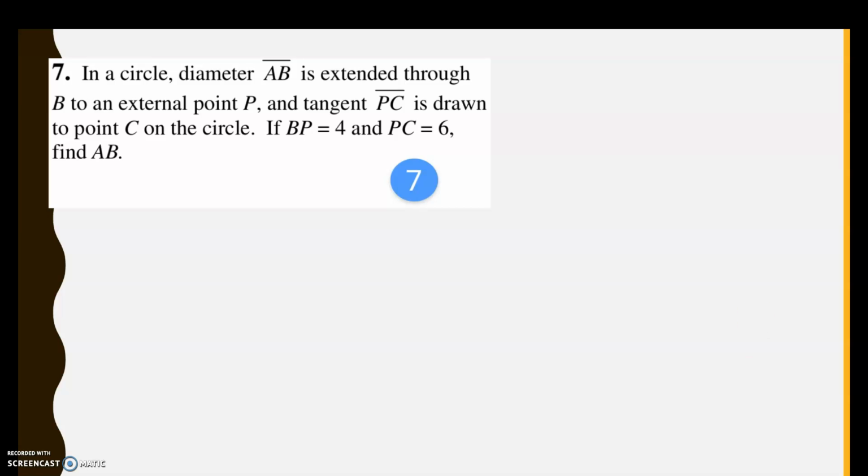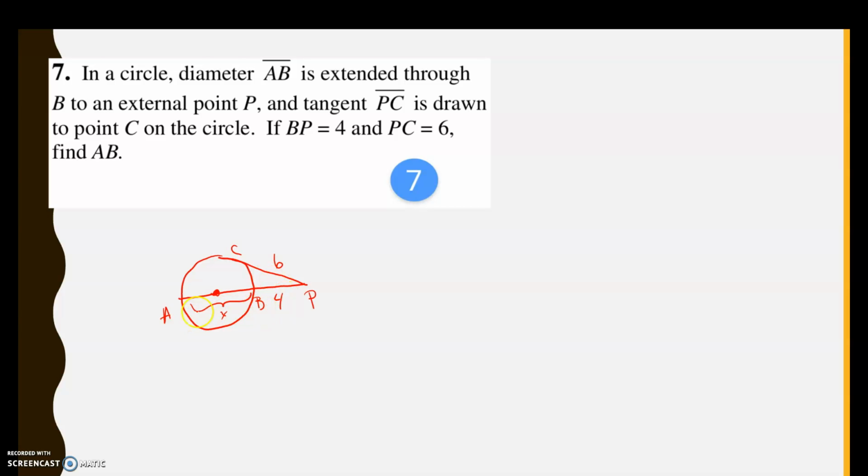And number 7, you had to draw your own picture for this one. In a circle, diameter AB, so I'm going through the center here, AB is extended through B to an external point P. So P is out here, and I have AB as my diameter. And they're saying that PC is tangent to my circle. So I'm going to make PC coming out here. That guy is tangent. They're telling me that BP is 4 and PC is 6. It's asking to find the length of AB, this entire guy right here. That's what I'm looking for. So that's my setup. That's my picture.